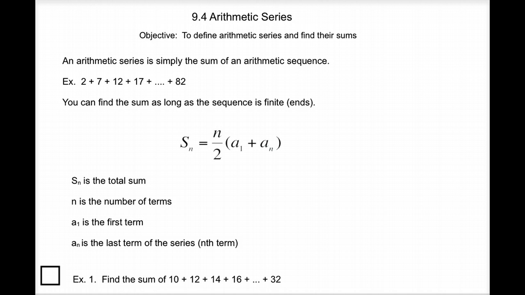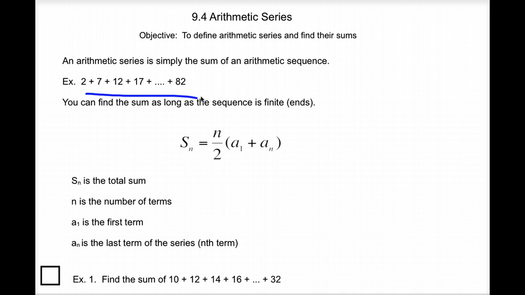Arithmetic sequence: 1, 2, 3, 4. Series: 1 plus 2 plus 3 plus 4. We can find the sum of an arithmetic series provided it's finite, meaning it ends. It doesn't go on forever and ever. So here's an example of an arithmetic series: 2 plus 7 plus 12 plus 17, all the way up to 82.